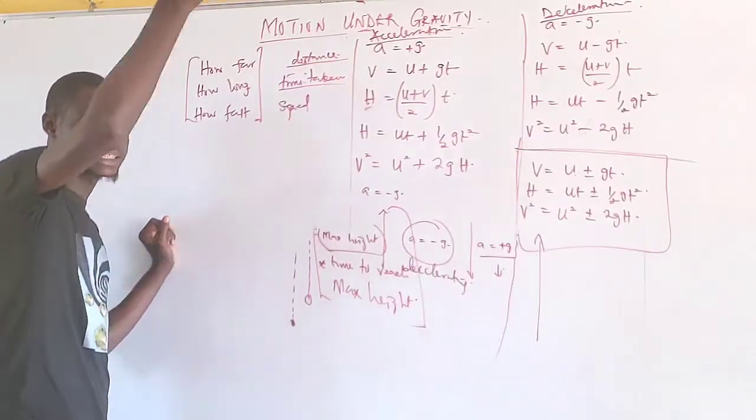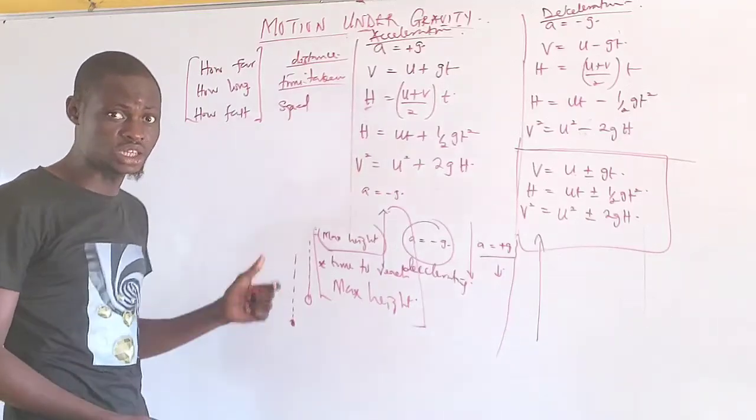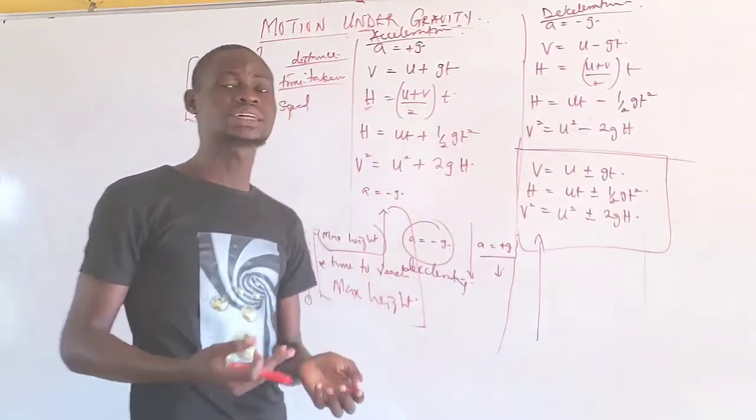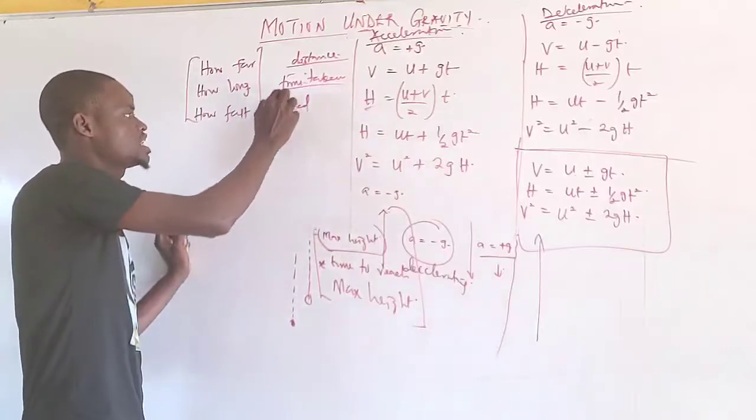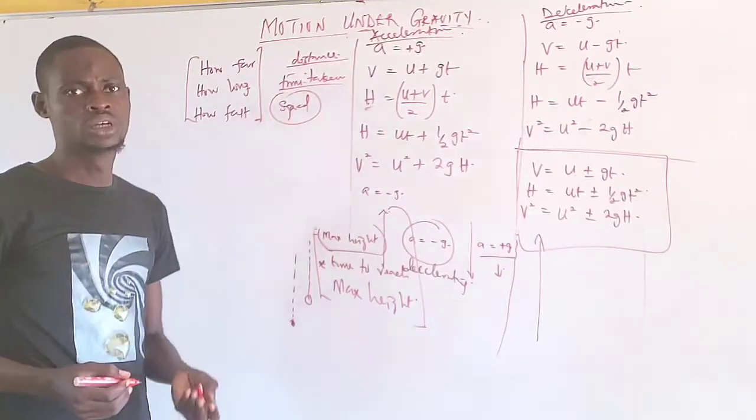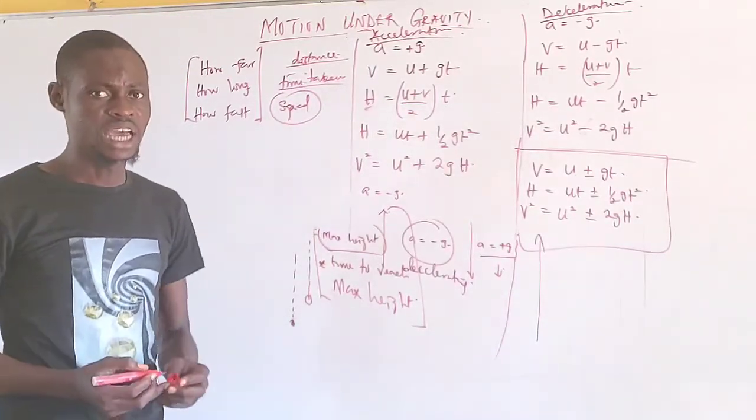Are you getting the total distance? Here we will not take it as distance. We take it as the maximum height. And you might be asked to find the speed of the body. Now let's find the formulas for this. Are you getting something now?